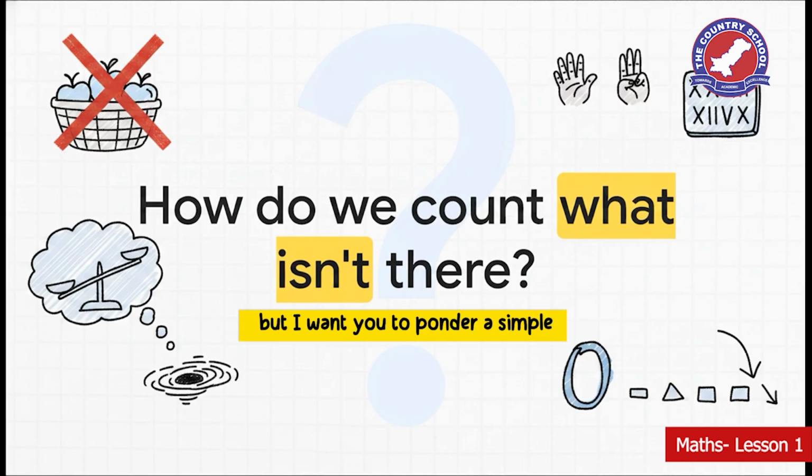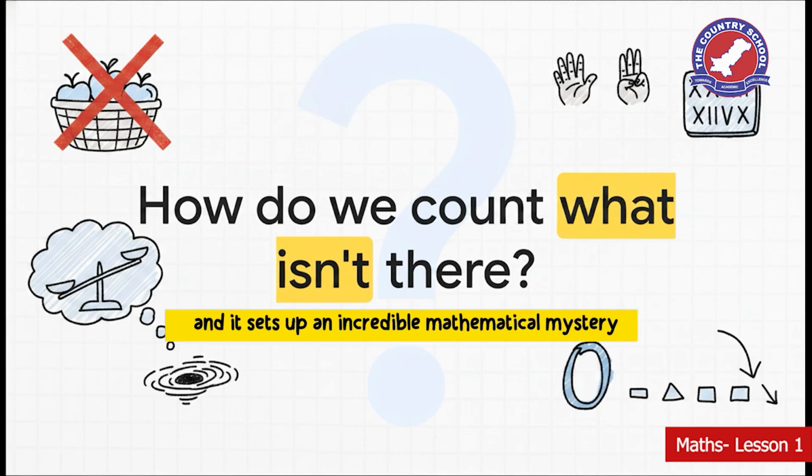But I want you to ponder a simple yet profoundly mind-bending question. How do we count what isn't there? How on earth do we mathematically represent absolutely nothing? Or, even stranger, less than nothing? This exact question puzzled ancient scholars for centuries, and it sets up an incredible mathematical mystery that eventually led to the invention of zero and negative numbers.